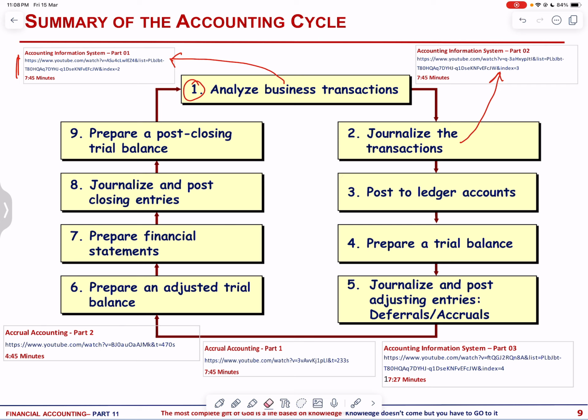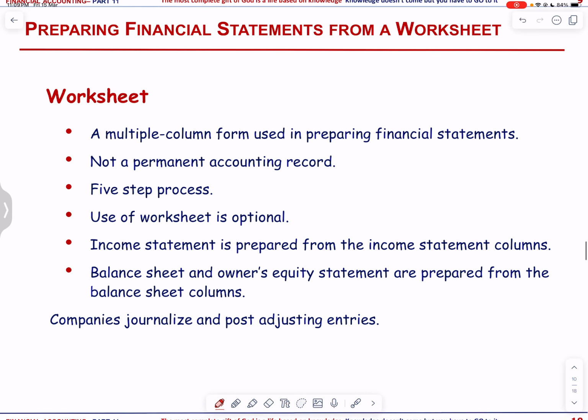After we prepare the trial balance, we are going to make the adjusting entries. They may be deferrals and accruals, and deferrals and accruals have been explained in part 1 and part 2 of accrual accounting. Part 2 also includes preparing an adjusted trial balance and preparing the financial statements. And just now we have talked about how to journalize the closing entries and how to prepare a post closing trial balance. So this is the summary of the accounting cycle that we have completed by this time. Next, we are going to look into the worksheet.